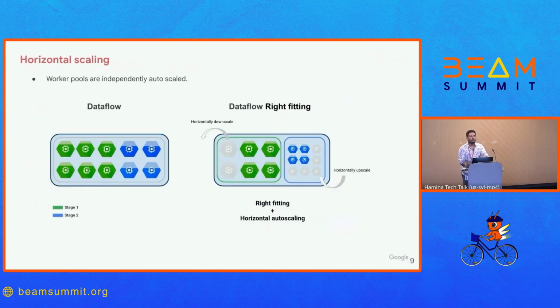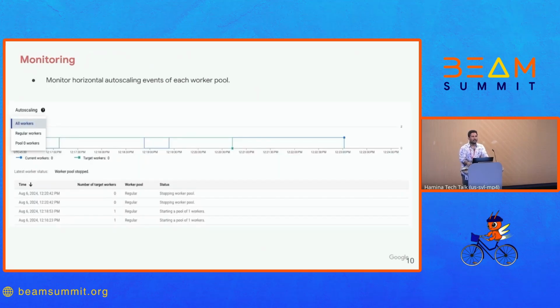Since we have multiple worker pools, now there may be a question: how does horizontal auto scaling work? In this case, the pools are going to be scaling independently. So when your first stage is running, it will auto scale your worker pool for the first stage. And when it moves to the second stage, it is going to downscale your first stage workers, and upscale your second stage workers. And this is the auto-scaling graph from the Dataflow job page. Now we get a drop-down since we have multiple worker pools, so you can monitor the worker pools and their auto-scaling events individually.